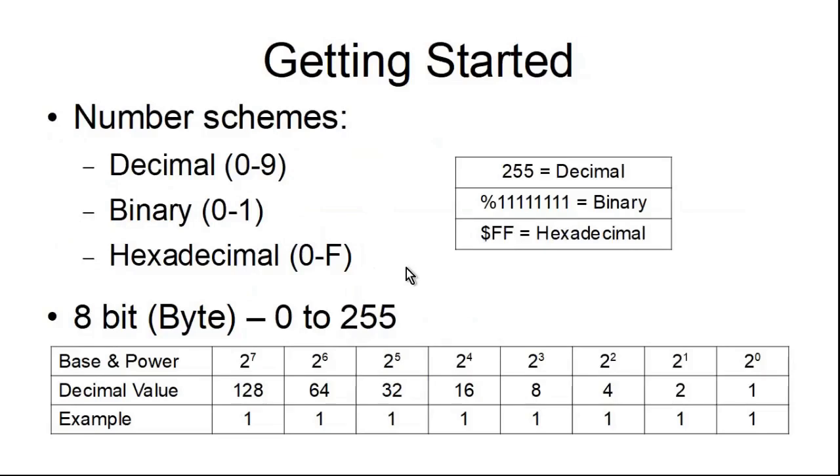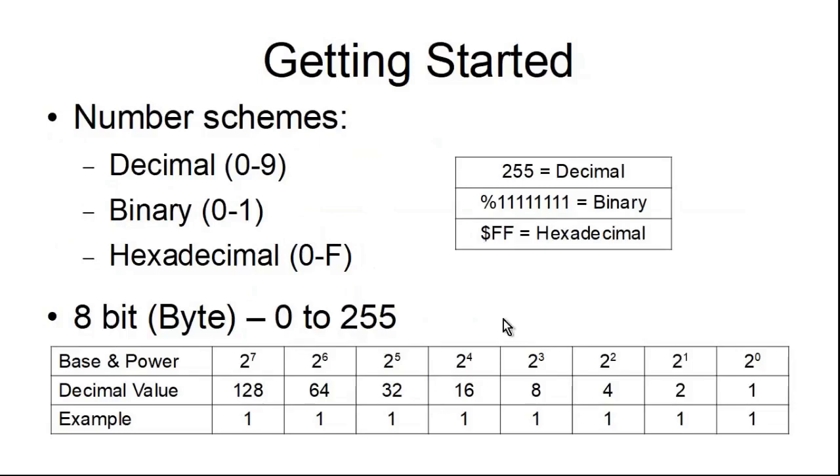Now that we've got the schemes out of the way, we're going to talk about data types. There are 3 different data types that we're going to cover. The first data type, at the bottom over here, is called a byte. A byte is an 8-bit number, meaning that it's comprised of 8 binary digits. It has a number that ranges from 0 to a maximum of 255.